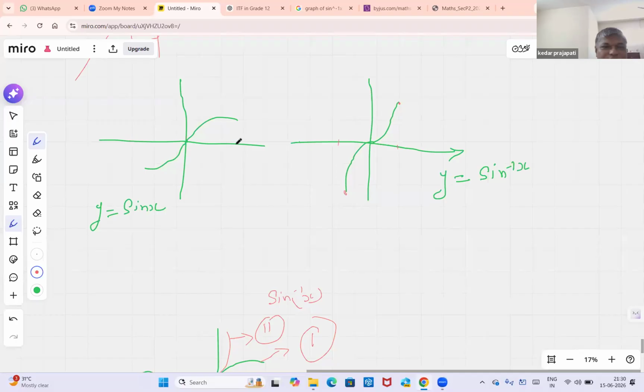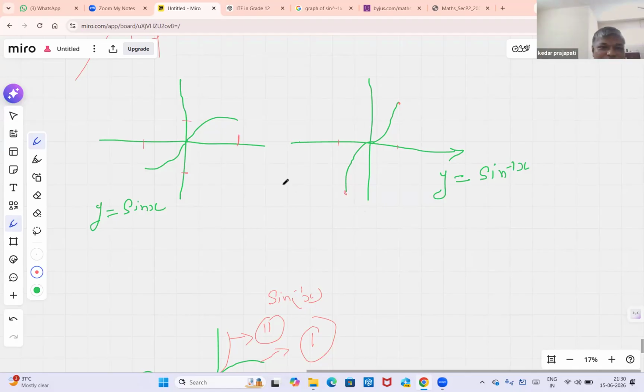Just see here. This was pi by 2 and 1. And this is minus pi by 2 and minus 1. So right now what has happened? The curve has gone, the coordinates have changed. That much has happened.